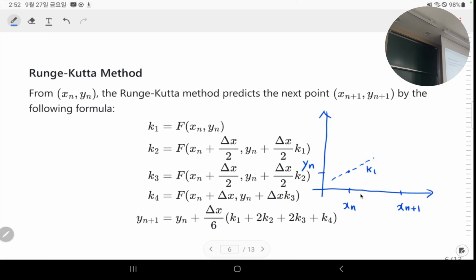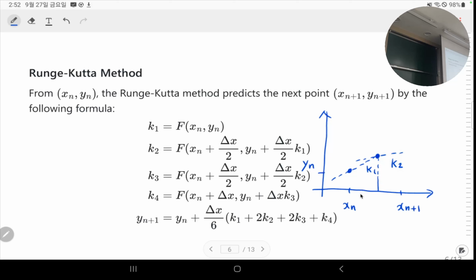If I just followed this slope up to xn plus 1, that would be my Euler method. But I'm not going to do this. I take k1, and I only move halfway to xn plus 1. I'm going to stop here. At this midpoint, which I got by following the first slope, I compute the slope again at this point.